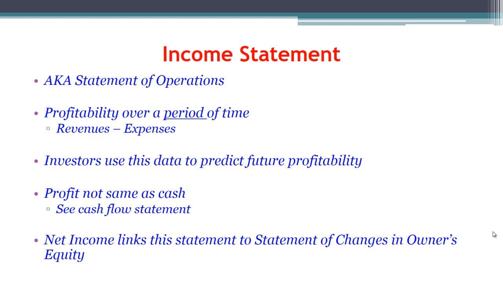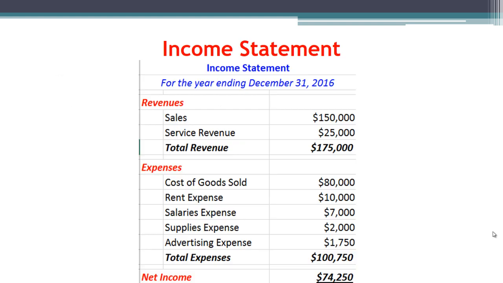Now, it's very important to understand that this statement does not reflect the cash changes. So just because we have profit in a particular period, does not mean we have positive cash flow necessarily. Same with revenues and expenses. Just because we have so much in revenues, that doesn't mean we have that amount of cash coming in. The cash flow statement later on digs into more detail on that. Again, I mentioned that the net income from the income statement links to the statement of changes in owner's equity.